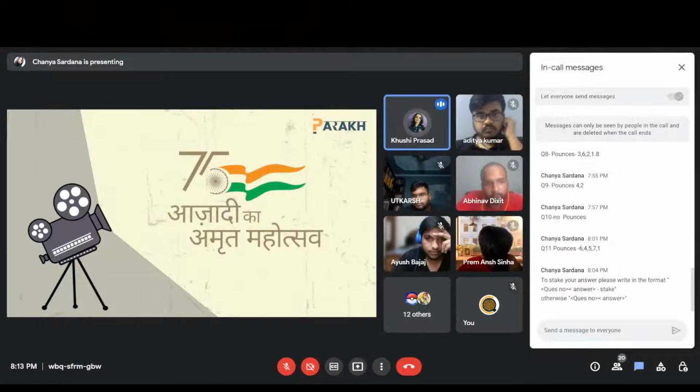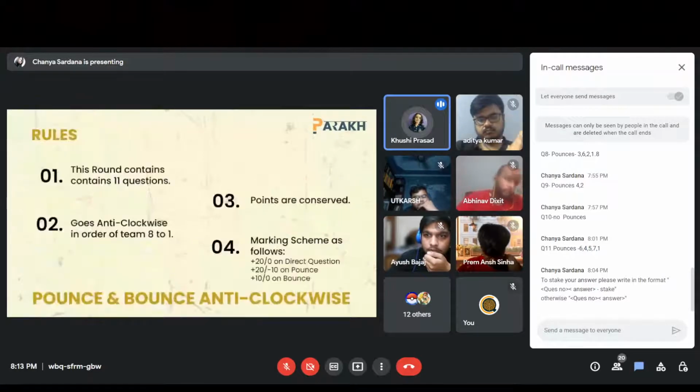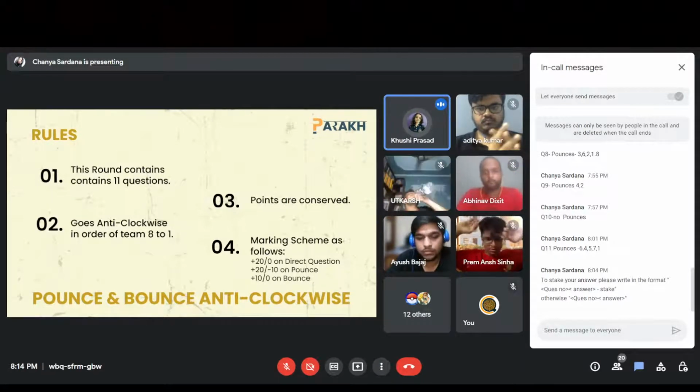Okay, so moving on to round 4 and the final round. This is again a pounces and bounces round, and in this round we'll move anti-clockwise. This round contains 11 questions. The points will be conserved, and the marking scheme is the same: plus 20, 0 on direct question, plus 20, minus 10 on pounces, and plus 10, 0 on bounces. So on to the first question.